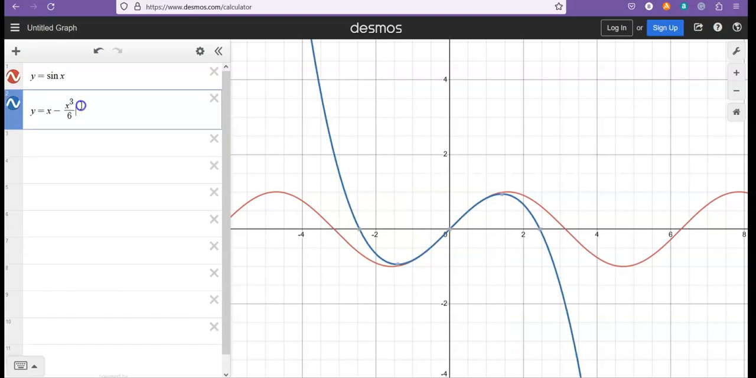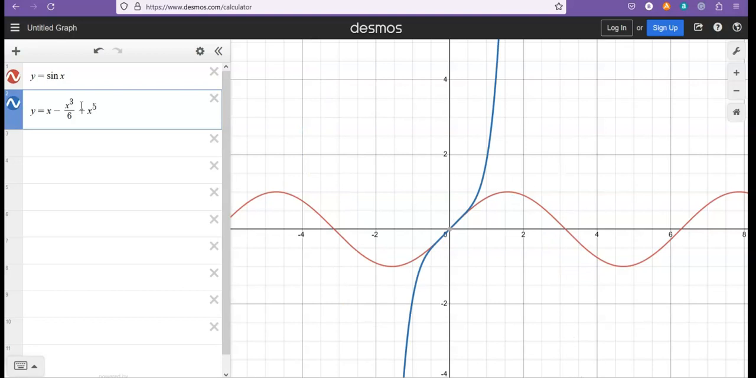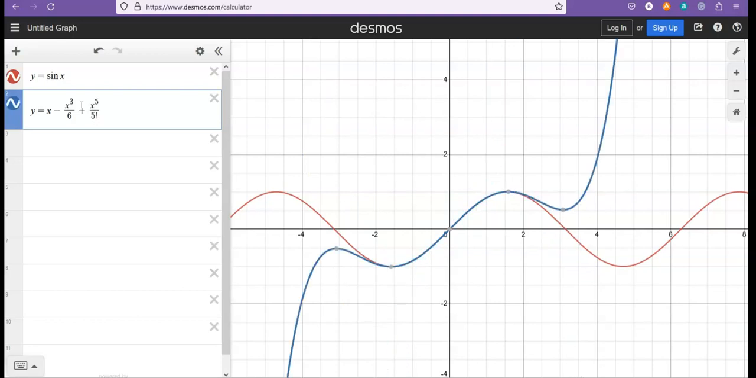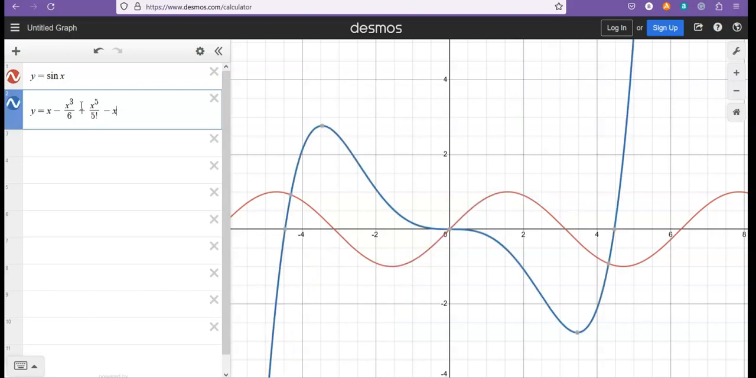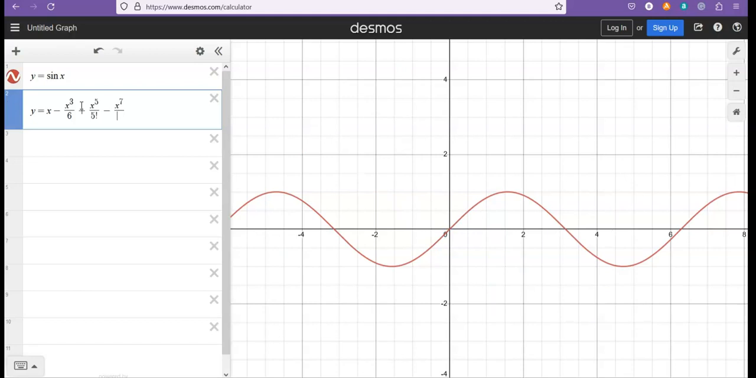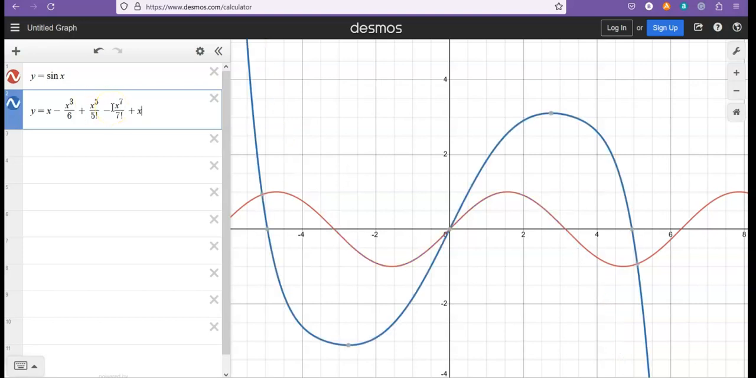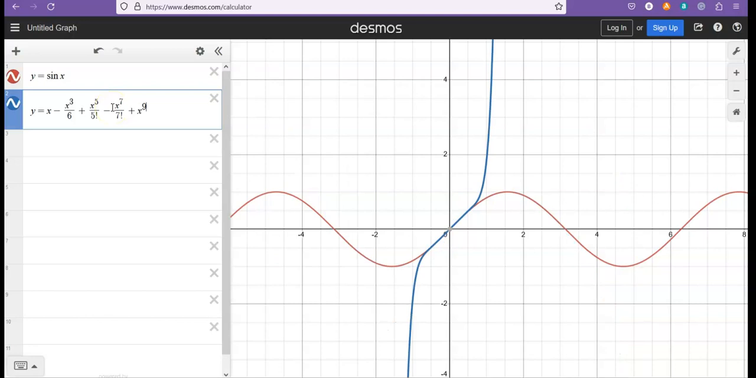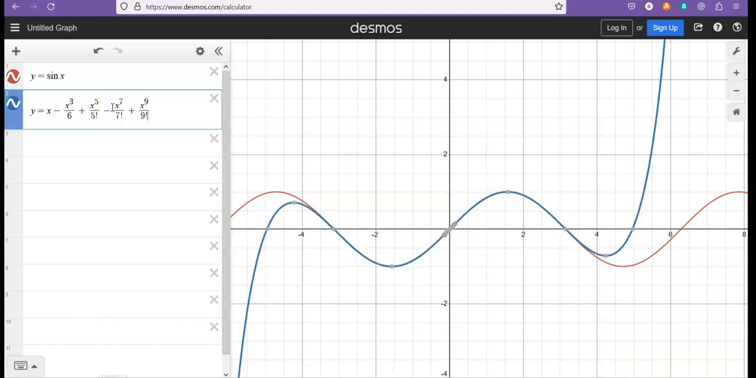And it covers more of that curve. And then plus x to the fifth over 5 factorial. And then we add the next term, minus x to the seventh over 7 factorial. And you'll notice that as we add these terms, we're stretching out further and further along this curve the amount of curve that is covered by the polynomial approximation.